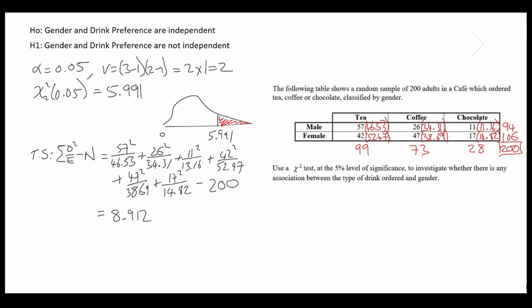Is this significant? Looking at the diagram, this is going to lie in the critical region. This is over here. We have a significant result. We have enough evidence to reject H0.